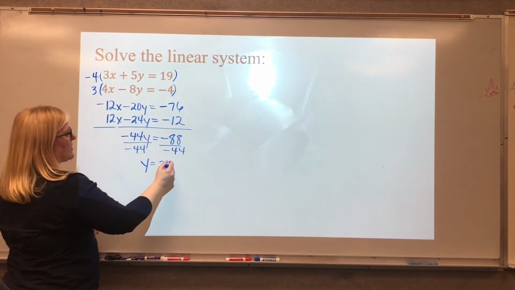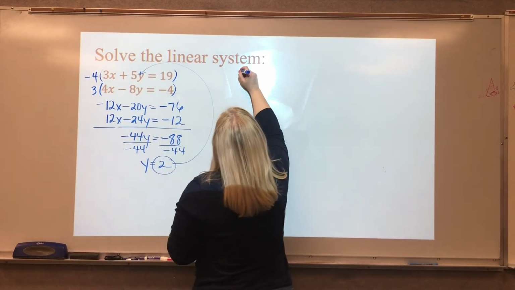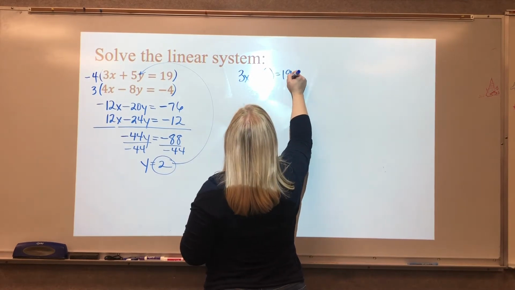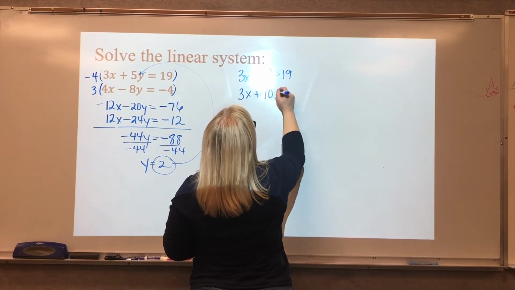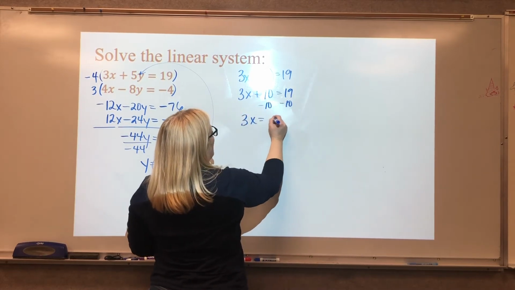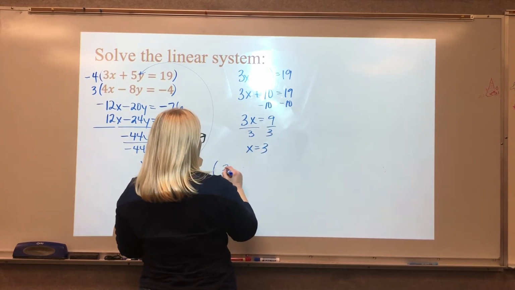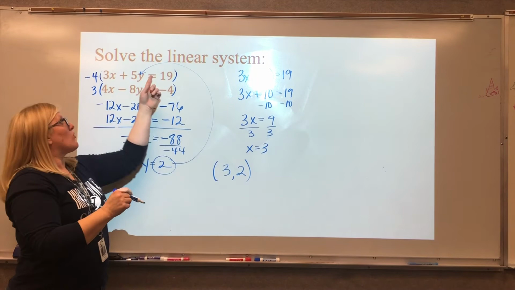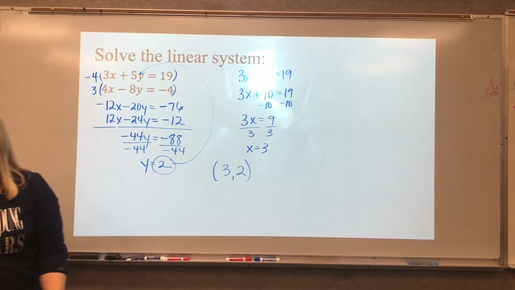And now I can just plug this in to either one of these. I'm going to do that one. 3x plus 5 times 2 equals 19. So 3x equals 10. Just kidding. Plus 10 equals 19. Subtract 10. 3x equals 9. Divide by 3, and x equals 3. So my answer to this system is 3, 2. And again, if I graphed both of these lines, they would intersect at 3, 2. So don't forget that.